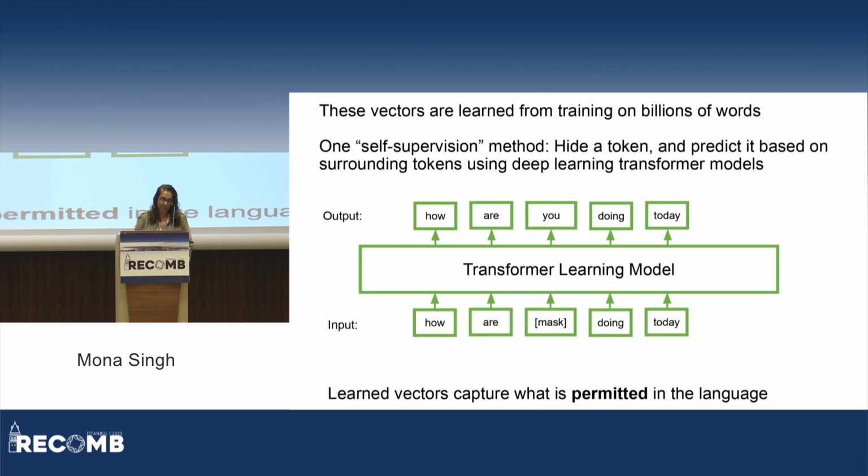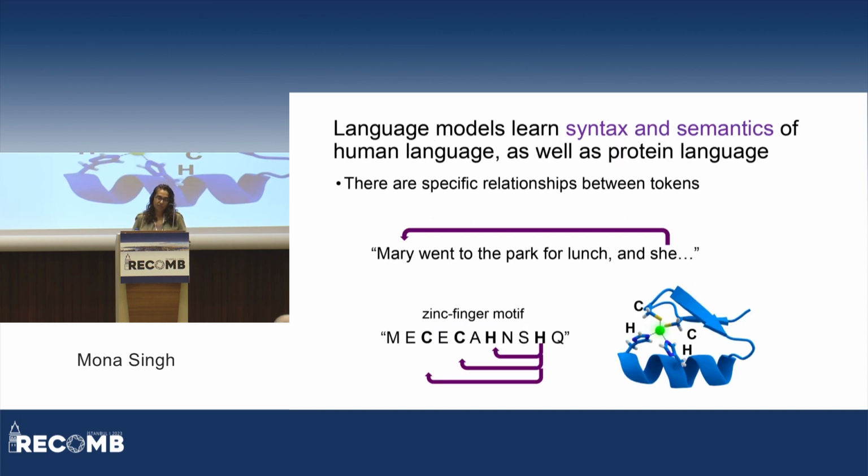So here's one, at a very high level, self-supervision method. You have sentences, you hide a token, you mask it out, and you train a model that tries to predict it based on the surrounding tokens using deep learning, in this case transformer models. So the input here is "how are masked doing today," and your target, of course, is "how are you doing today." As part of this, vectors are learned for each word, and the learned vectors capture what is permitted in the language. So these language models learn the syntax and semantics of human language, as well as protein language. And in particular, these are attention-based mechanisms that uncover specific relationships between tokens.